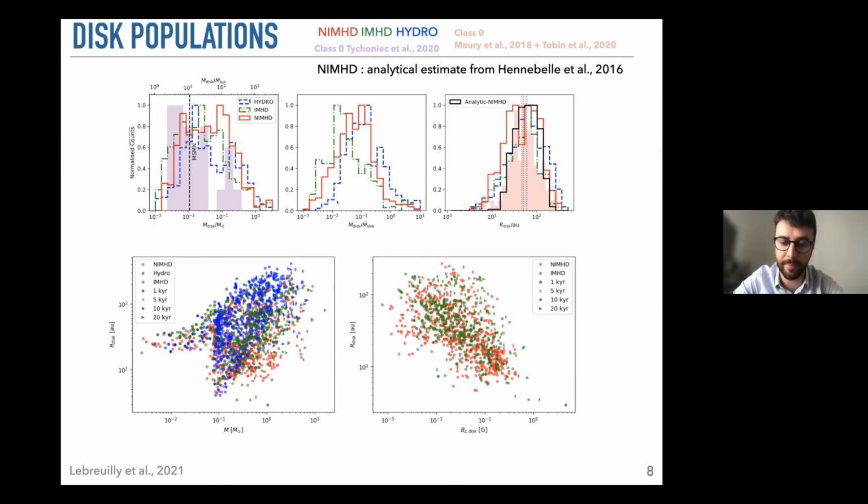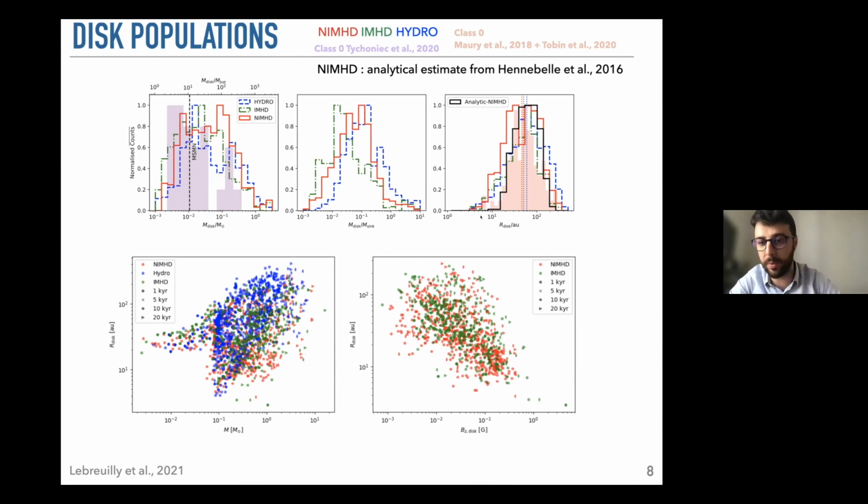We also see that the ratio between the mass of the disk and the mass of the star is comparable for the non-idle MSG and hydro models, but lower for the idle MSG model. The reason is, first, that magnetic braking prevents fragmentation, so the stars are typically a bit more massive in the idle case, and also because magnetic braking reduces the mass of the disk. So you have a more massive star and a lower mass disk in the idle MSG case. This is why this peaks a bit to the left.